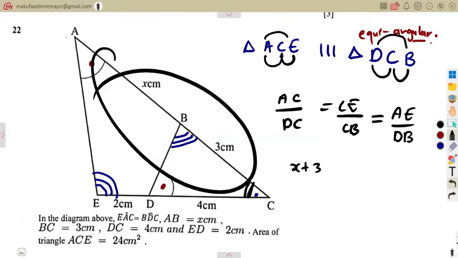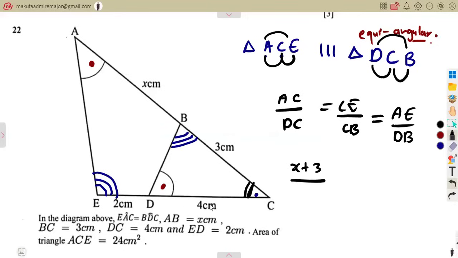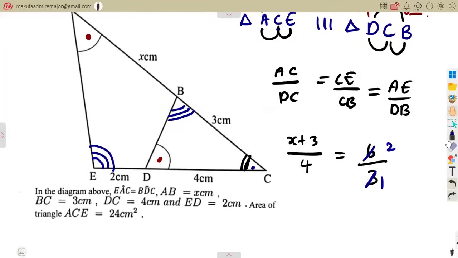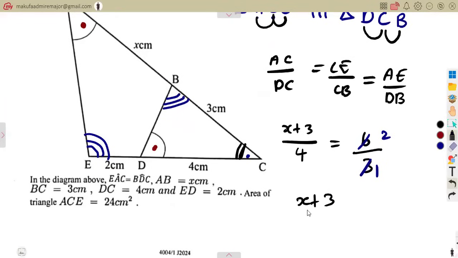That is the whole of AC, over DC, which is from D to C, that is 4, is equal to CE from C to E, the whole of this. You add 2 plus 4, which is going to be 6, over CB, which is 3. This ratio of 6 over 3 is a complete ratio. It shows us the relationship between the similar figures ACE and DCB. You can reduce it to 2 to 1. That is the ratio between the sides of these two similar figures, 2 to 1. But as we need to find x, we can actually solve x plus 3 over 4 from this part.